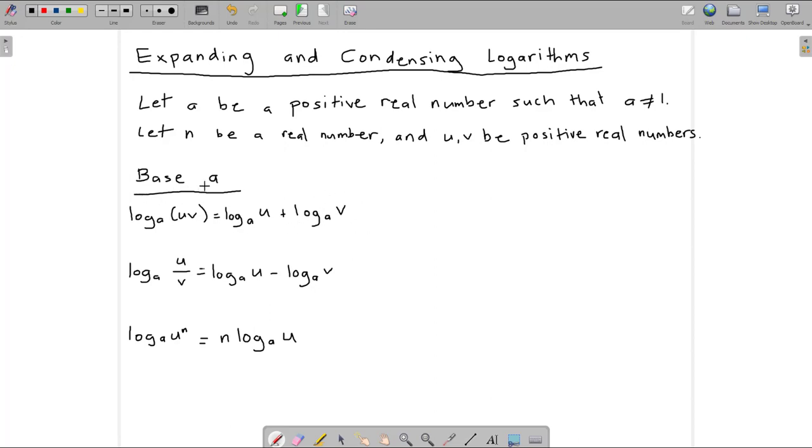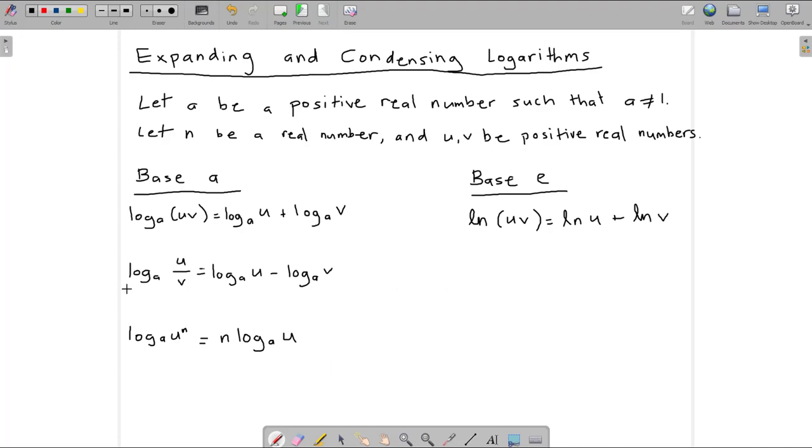Using base a, a general base, log base a of u times v equals log base a of u plus log base a of v. So we can separate this product into a sum of two different logarithms here. And we can actually do the same thing for base e. Let me just write it out. It works exactly the same way. So if I have natural log of u times v, then that equals natural log of u plus natural log of v.